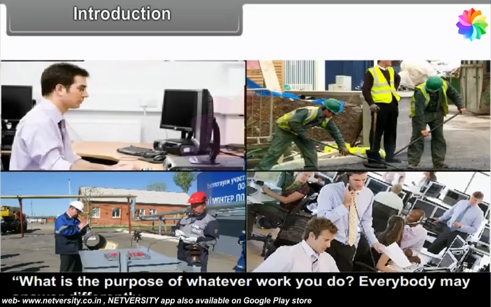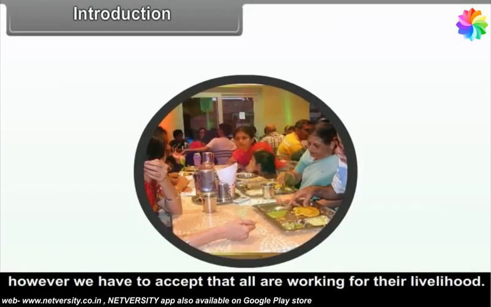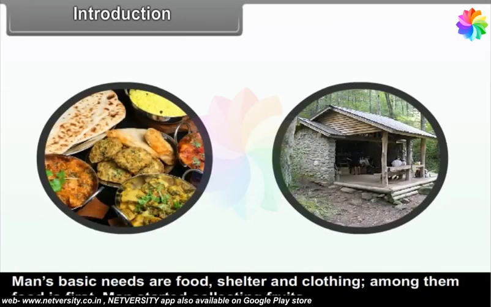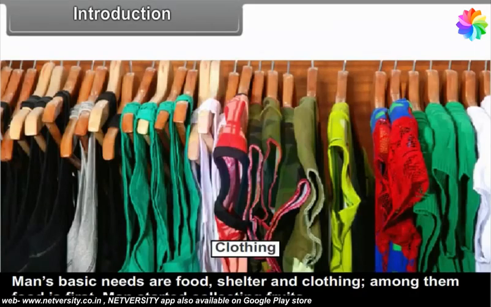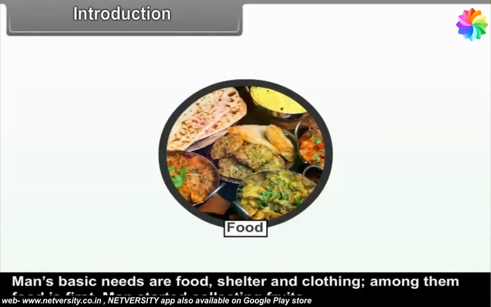What is the purpose of whatever work you do? Everybody may answer differently. However, we have to accept that all are working for their livelihood. Man's basic needs are food, shelter and clothing. Among them, food is first.